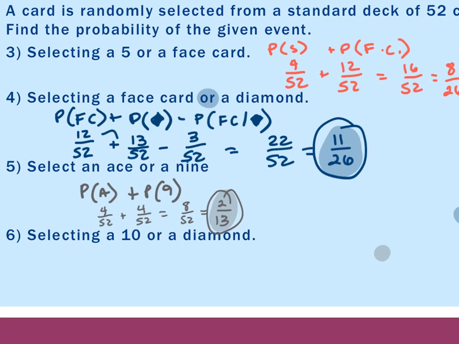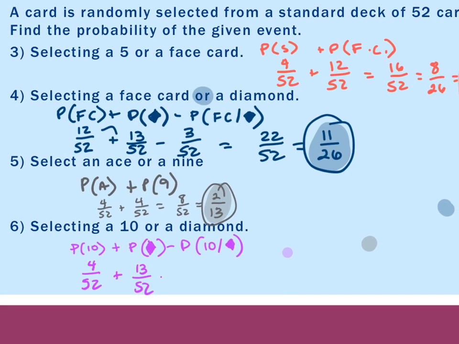Is it possible to be both a 10 and a diamond? Yes, these are not mutually exclusive. So I'm going to do probability that it's a 10 plus probability that it's a diamond minus probability that it's a 10 and a diamond. All right, probability that it's a 10, 4 out of 52, diamond, 13 out of 52, and 10 and a diamond, 1. 17 minus 1, 16 out of 52, 4 out of 13. Questions?